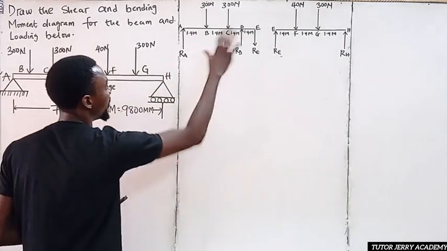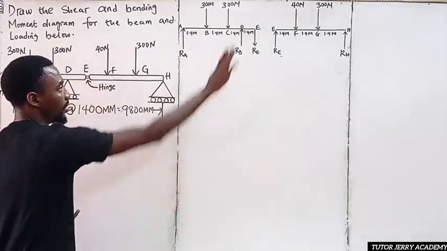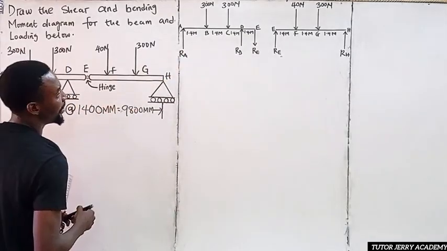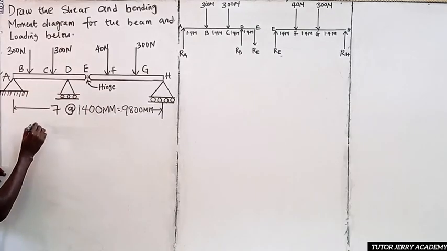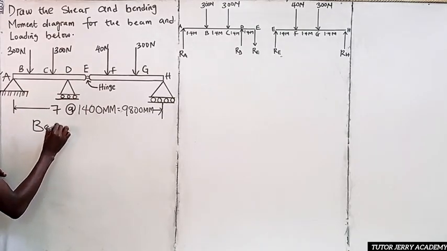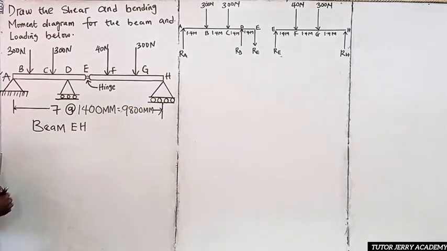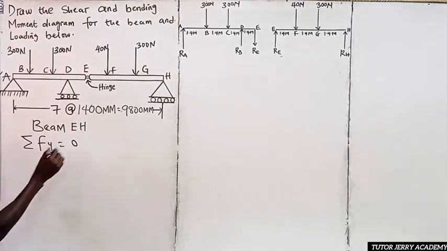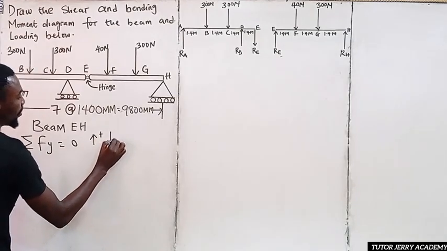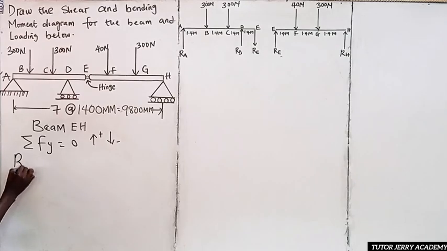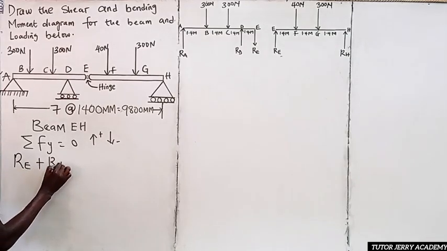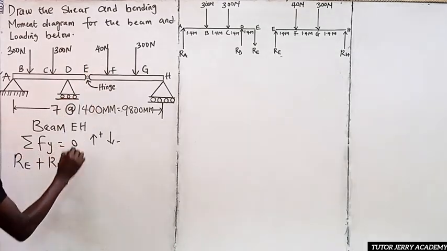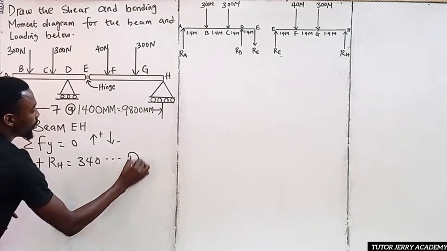So now we are going to be drawing our diagrams here, then our calculation at this side. So let's start with the first beam, which is EH. All right, so beam EH. We are going to start with the summation of all the upward forces. Summation of upward forces equals 0. Here we are taking upward force positive, downward force negative. So we are going to have R subscript E plus R subscript H equals the sum of the upward forces. 300 plus 40 is 340. So this is our equation number 1.